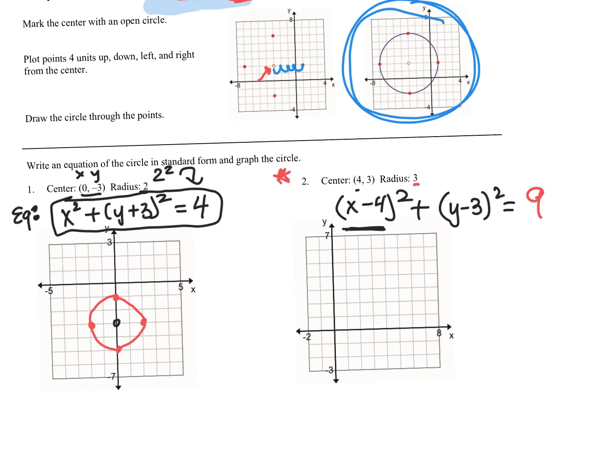Now I'm going to go to 4, 3 and put an open circle on my graph. That's the center. And then since my radius is 3, I'm going to go to the right 3 of my center and put an ordered pair. I'm going to go up 3. I'll go to the left 3 and I'll go down 3. And then I'm just going to connect my ordered pairs. There's my circle.